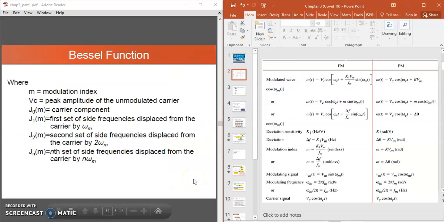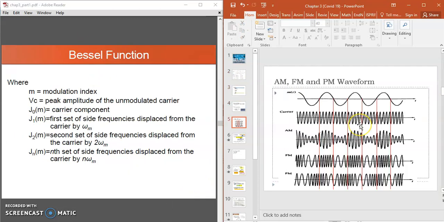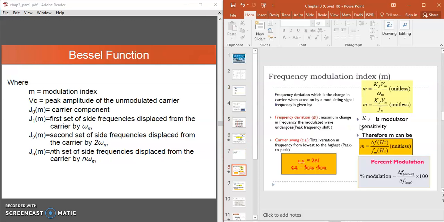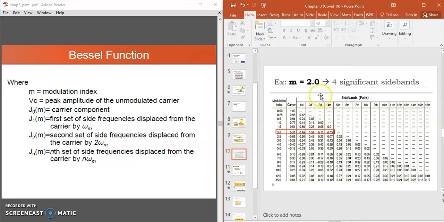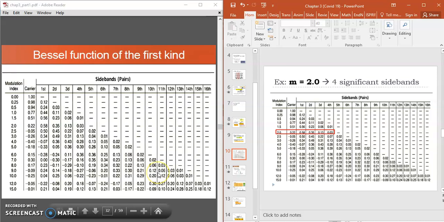Now, what is the Bessel function? Okay, this is the Bessel table. In the Bessel function, we have M, the modulation index. This is the term you must know. VC is the peak amplitude. J naught equals the carrier component. Remember, J1 is the first side frequencies, and Jn means the nth set of side frequencies.